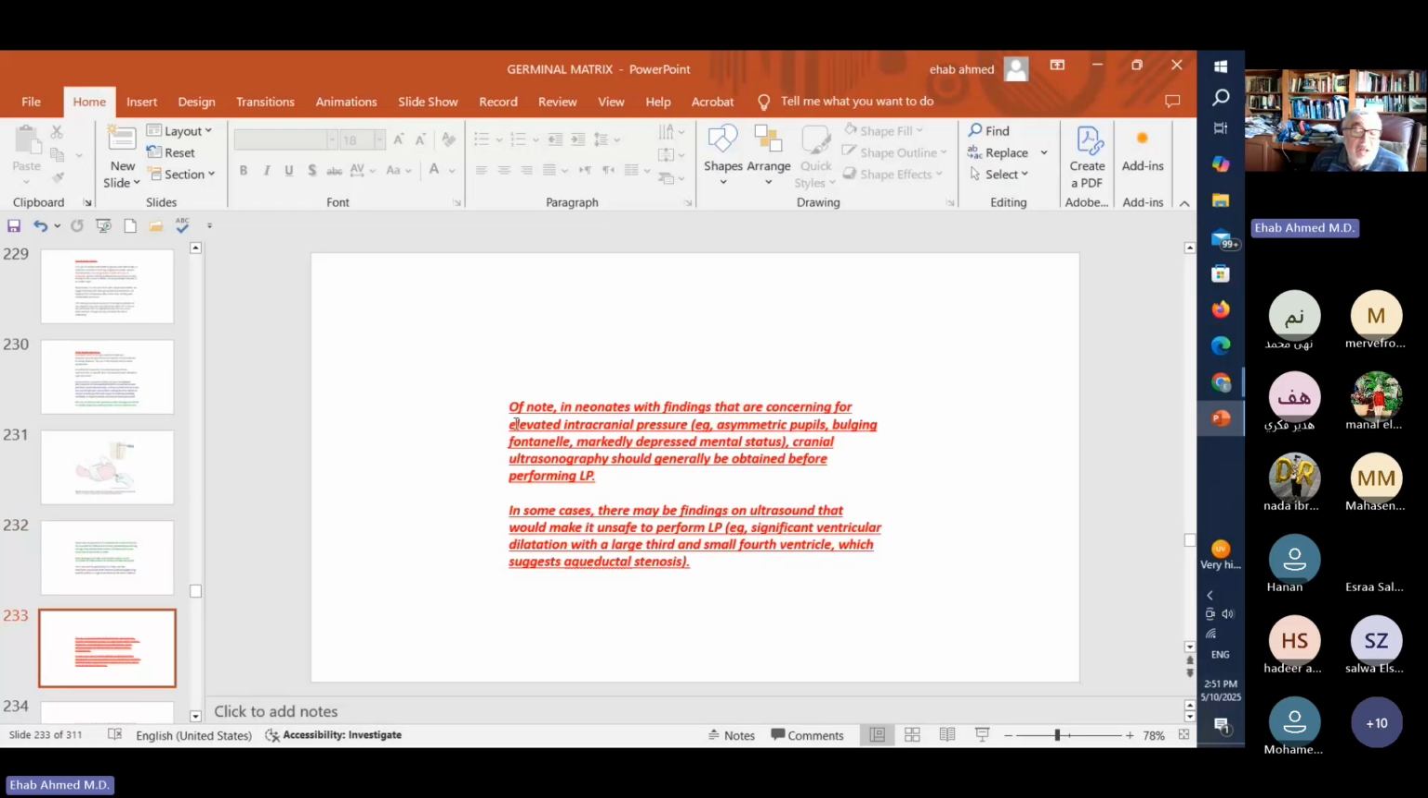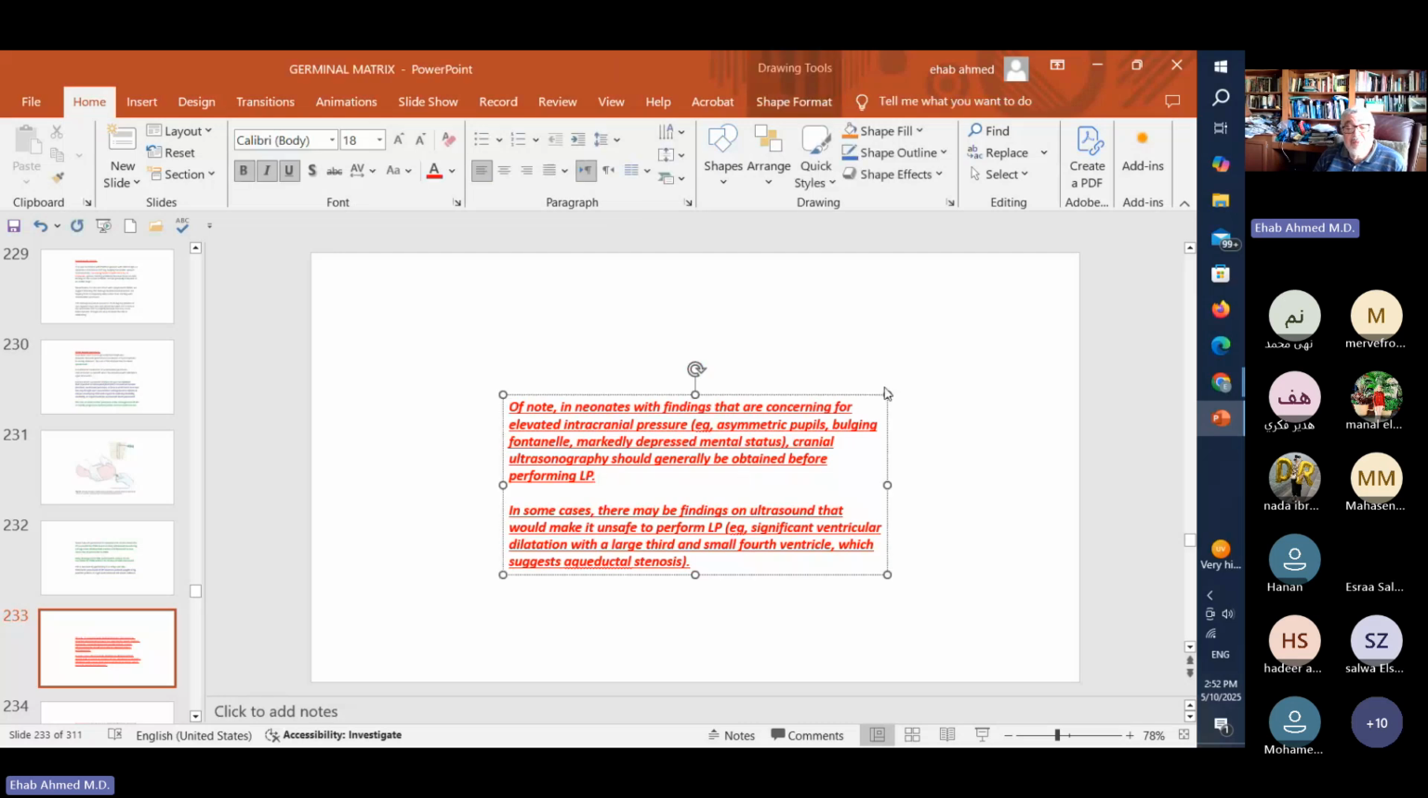Of note, in neonates with findings that are concerning for elevated intracranial pressure, like asymmetric pupils, bulging anterior fontanelle, markedly decreased mental status, cranial ultrasonography should generally be obtained before doing LP. I believe I told you this before, when you do serial LP. Why? In some cases, there may be findings on ultrasound that would make it unsafe to perform LP.